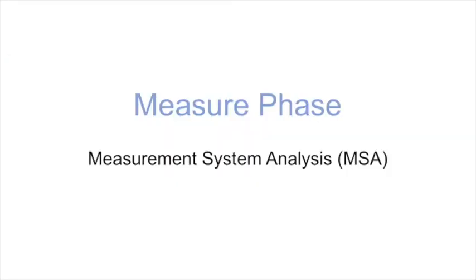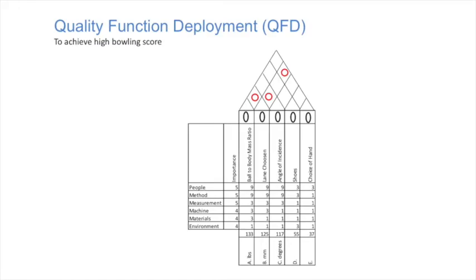In the measure phase, we carried out investigations to ensure that our measurement system variations are within the acceptable range. Before proceeding to gauge R&R analysis, let's have a quick look at the quality function deployment. In our QFD, we look at the factors that would affect the outcome of the bowling score. In general, we would focus on the force, velocity, accuracy, and spin of the ball. In respect to that, we identified three key factors that are crucial.